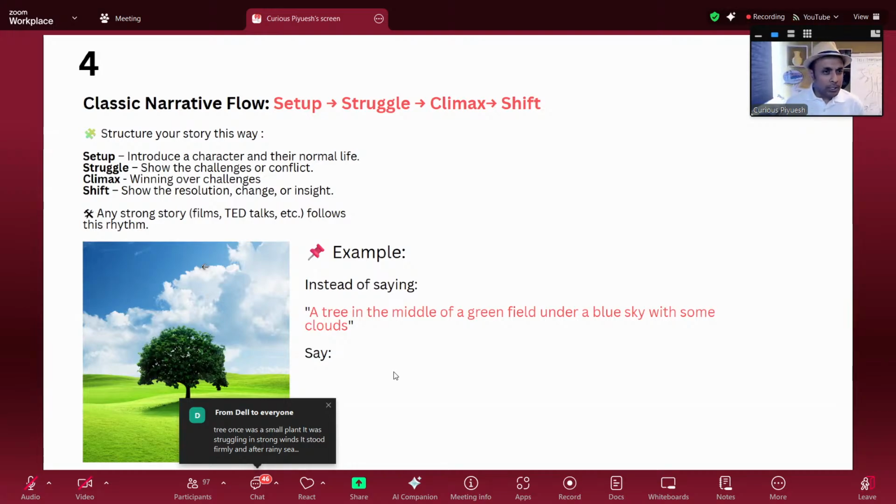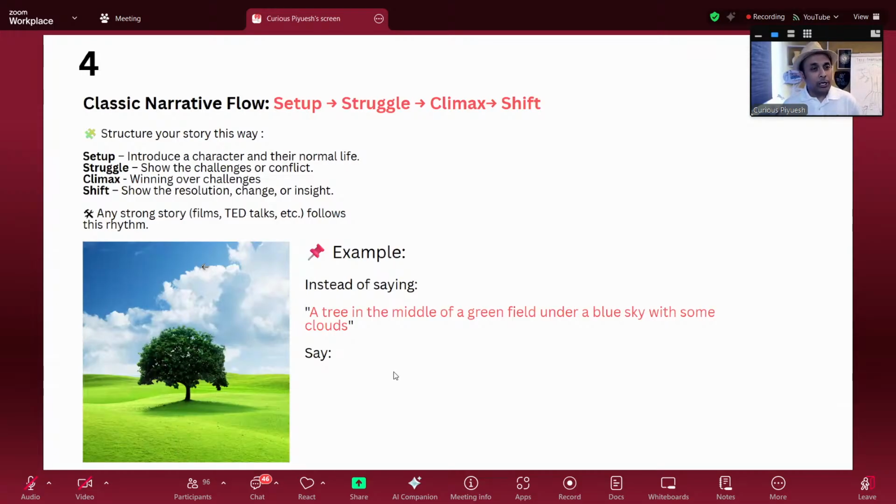Tree once was a small plant. It was struggling in strong winds. It stood firmly after rainy season. It grew taller and taller. New leaves and branches grew on it, became strong.